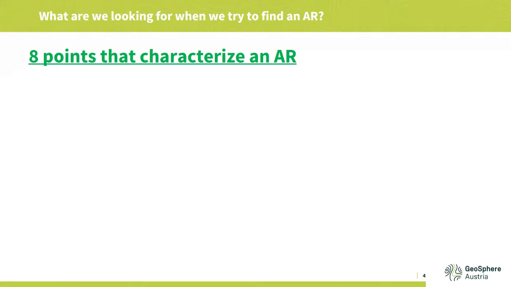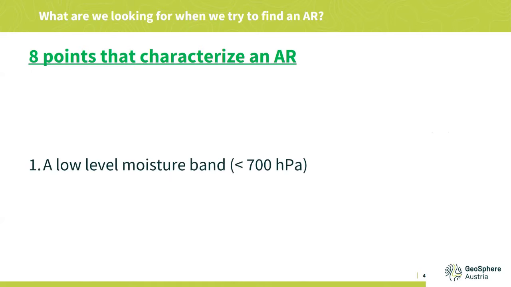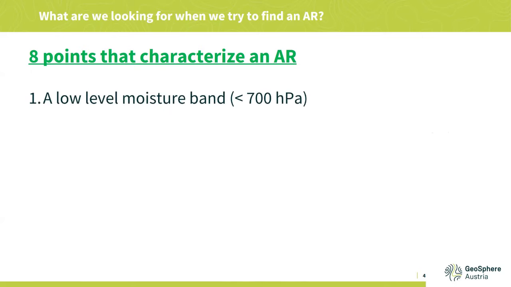So I have written down 8 points, but it could be 6 or 11, depends how you arrange them, that characterize an atmospheric river. And the one thing, that's what you have seen now, it's a low-level moisture band. It's not getting up to higher levels as shown in the very first image from America, from the Pacific. This is not the usual case. Usually it's below 700 hectopascal.